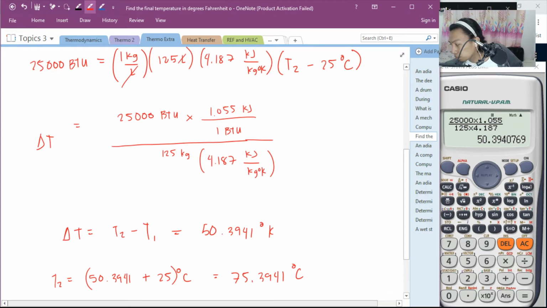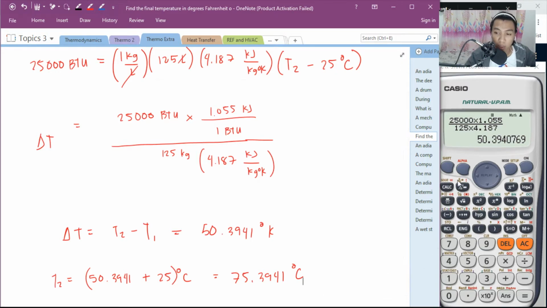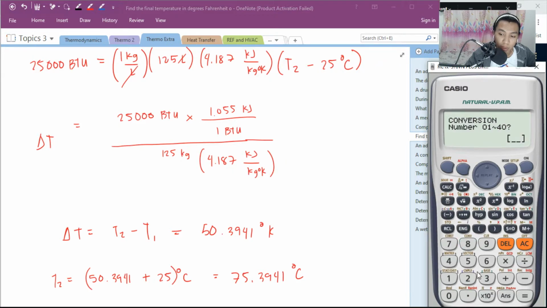Check na natin. Medyo nakakalimot din ako. Paminsan-minsan. Pero ako kasi, pag ganyan na yung sa dulo, mode 37, hindi ko na pina-formula. Shift, convert, 3, 8 pala. Degree Celsius eh. So, that is 75.3941. Para maging degree Fahrenheit.